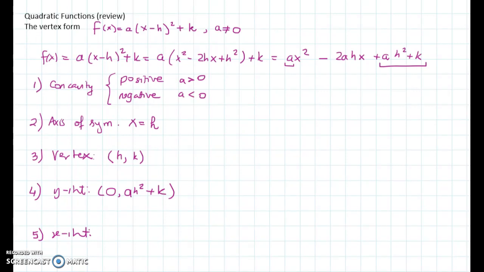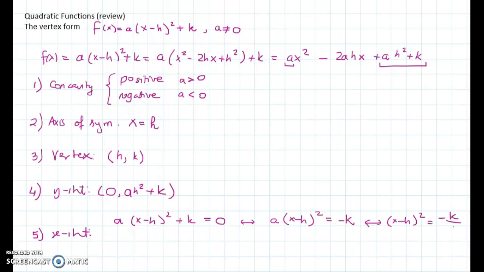And the only feature we are missing to review how to find is the x-intercept. So we're going to want to solve, and I'm going to use the original form I wrote today, not the expanded one. We want to know when a times bracket x minus h squared plus k is equal to 0. This is going to be true if and only if a times the bracket x minus h, all of it squared, is equal to negative k. So that means that we need x minus h squared to be equal to negative k over a.